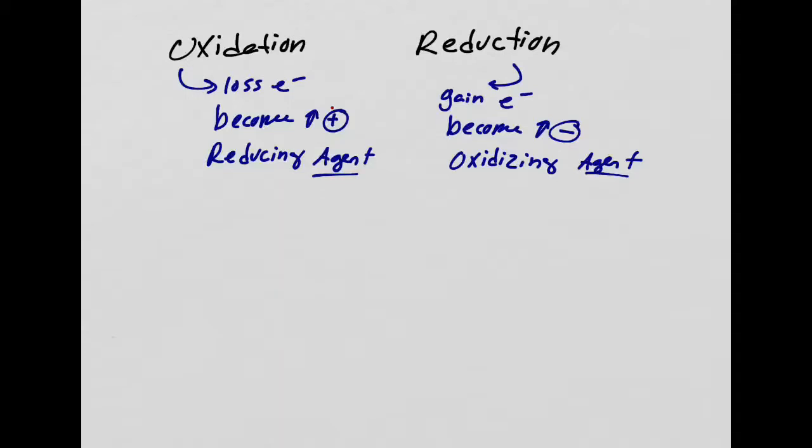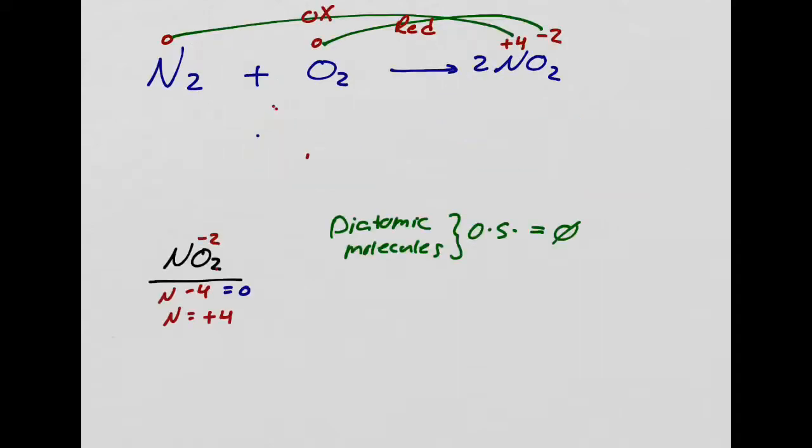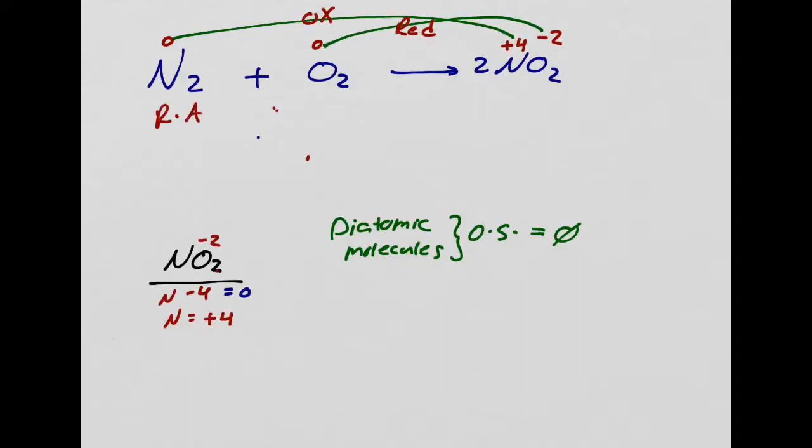And one thing I want you to remember, the agent always has to be on the reactant side. The reactants are what's doing the act of oxidation or reduction. So if I go back over here, what is my reducing agent? My reducing agent would be N2, and this would be my oxidizing agent because they're the opposite. Okay, let's do another practice problem.